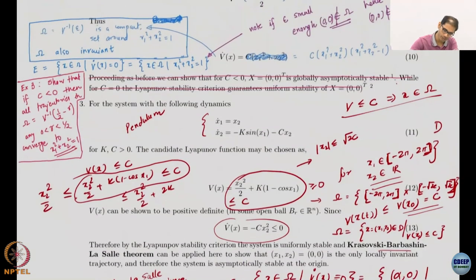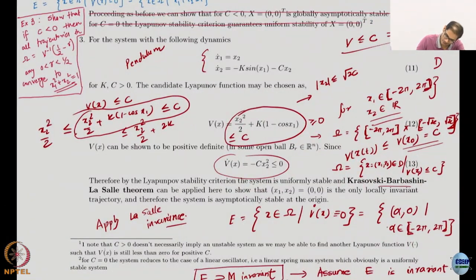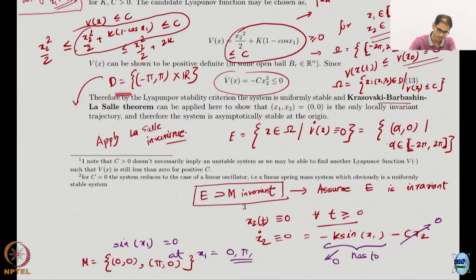Remember, we took for this domain minus pi comma pi. For applying the Barbashin-Krasovsky-LaSalle, we take this. So this is not even part of this set. So M contains only the origin. M contains only the origin. So nothing changed in the analysis.